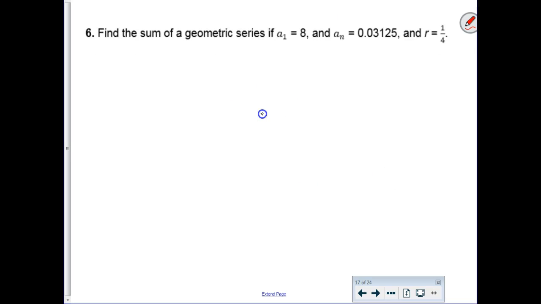All right, find the sum of the geometric series. The first term is 8, and then this mysterious nth term, whatever it is, 0.03125, and the common ratio is 1/4. Now, where's that other formula at?